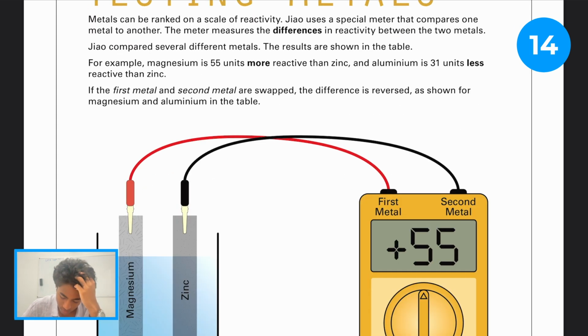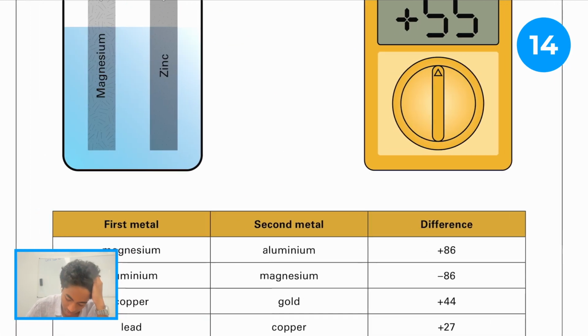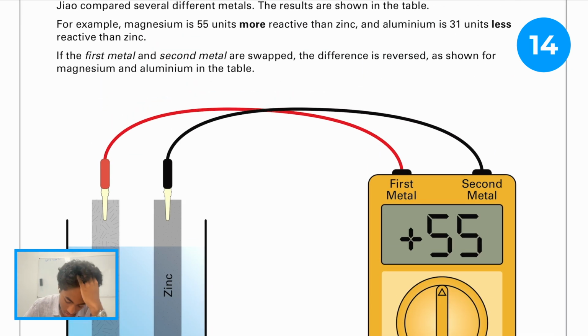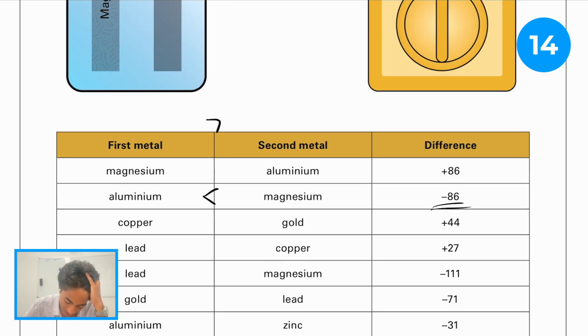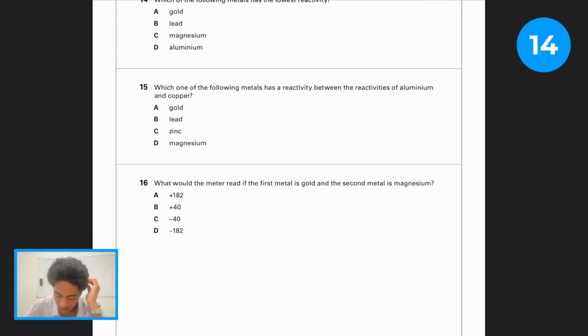Right? Let's think. So magnesium is 86 more units than aluminium. Aluminium is 86 fewer units than magnesium. That's why the difference is minus 86, right? Let's see, magnesium is 55 more than zinc, okay? Which of the following metals has the lowest reactivity?